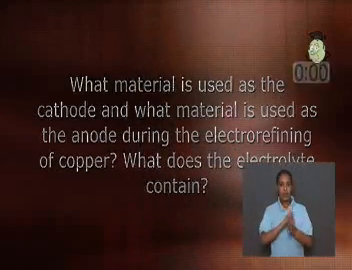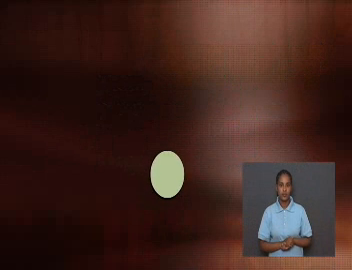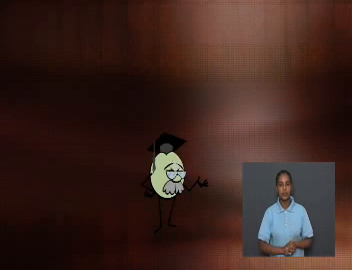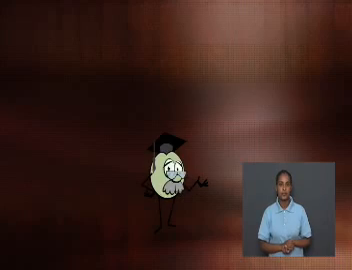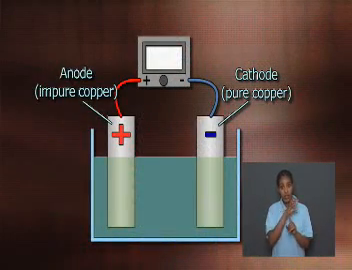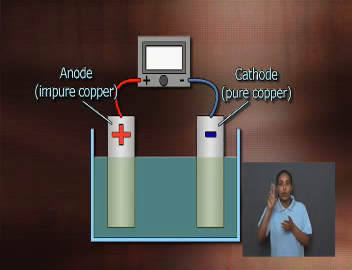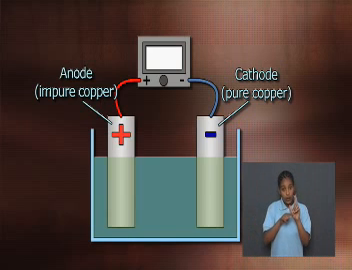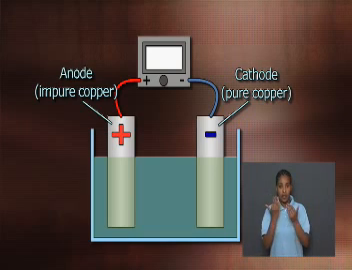Time's up. Let's get back to our lesson. Welcome back, students. Pure copper is used as the cathode, and the impure copper is used as the anode. The electrolyte contains ions of pure copper. Let us carry on with our lesson.